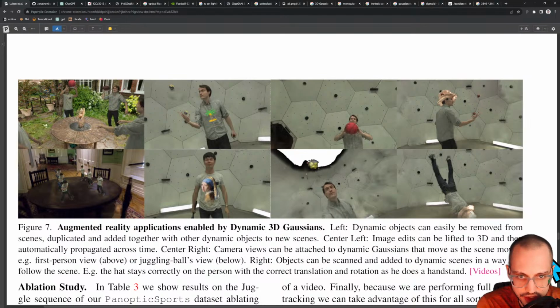Camera views can be attached, move as the scene moves. Objects can be scanned and added to dynamic scenes. The hat stays correctly as he does a handstand.